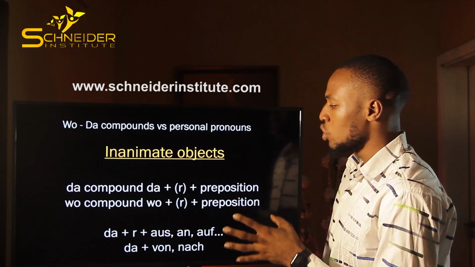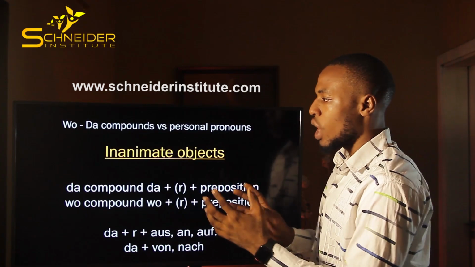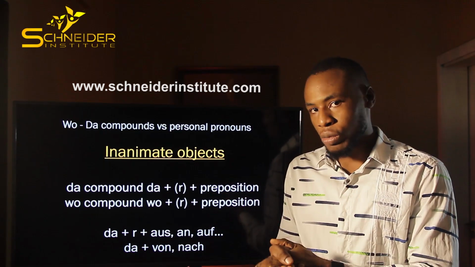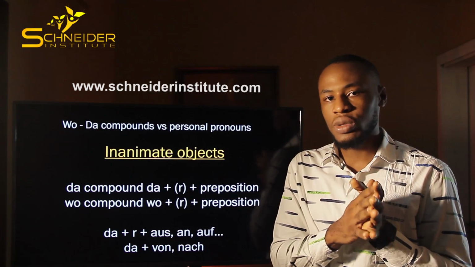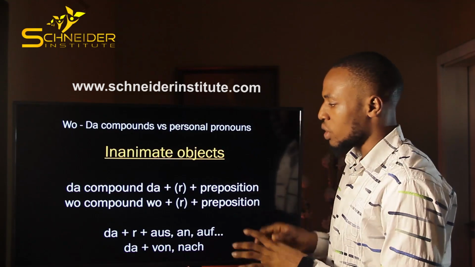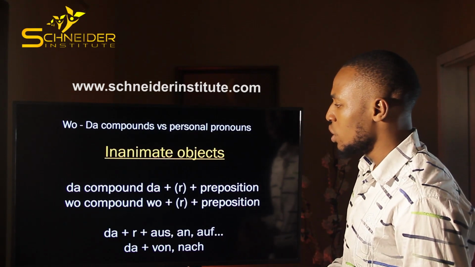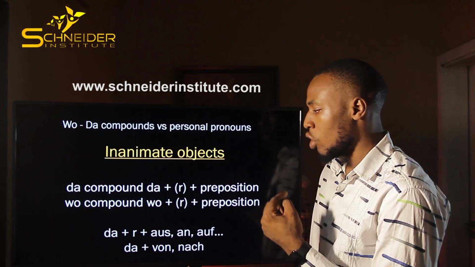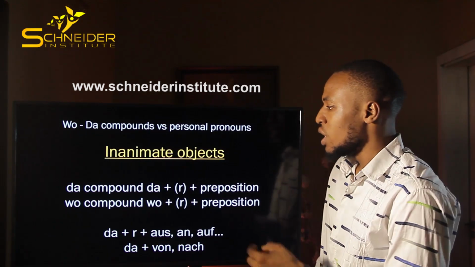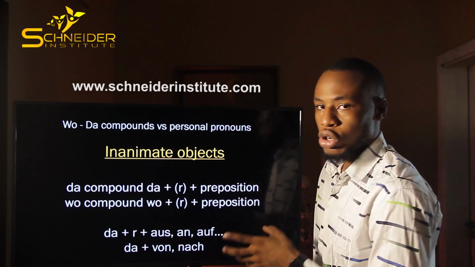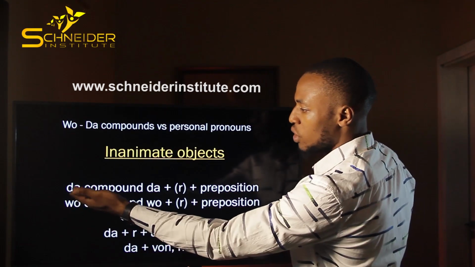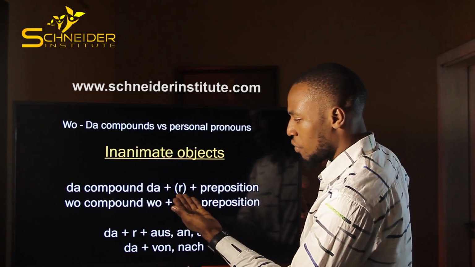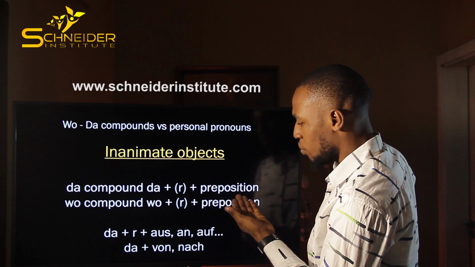Here I'm going to try to make you understand how this wo and da compound works for animate objects and inanimate objects. How do you use them for animate objects and inanimate objects? Firstly, I have the inanimate object. When you're dealing with an inanimate object, you're making a statement and the object of the sentence is inanimate, here is the structure you have to use. Note, we have the da compound, which is represented with DA, and here you have the plus R, and here you have the preposition.